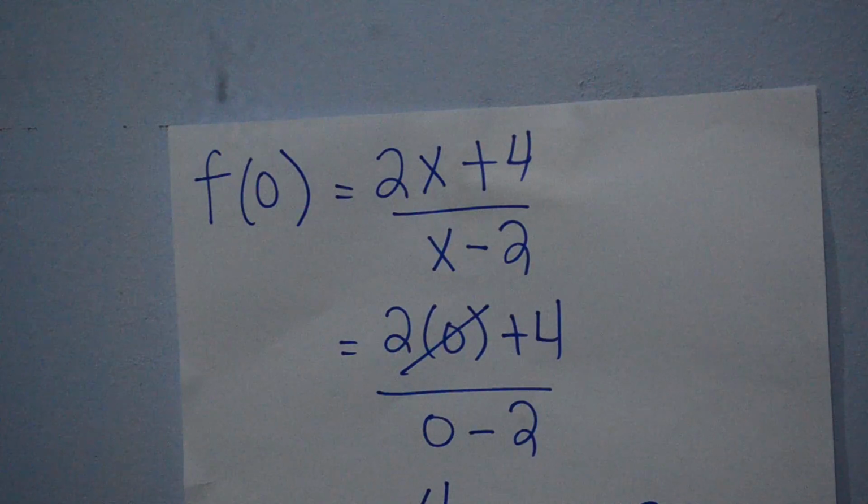Canceling out 2 and 0, since 2 times 0 is 0, we're left with 4 and negative 2, since 0 minus 2 is negative 2. So 4 over negative 2, the answer is negative 2. And so our y-intercept is negative 2, or in ordered pair, it is 0, negative 2.